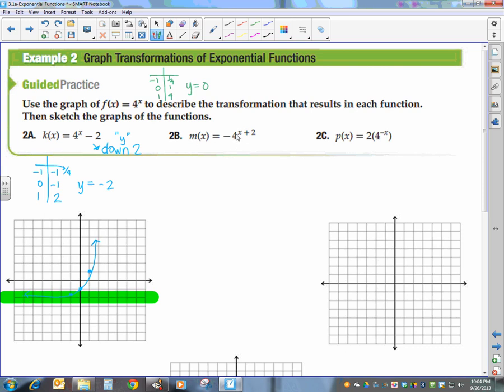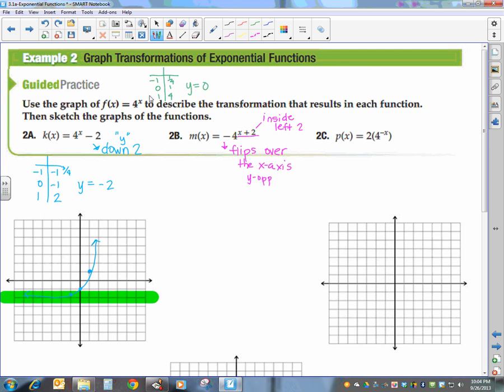2b. m of x is -4 to the x plus 2. Okay? You know that the negative flips my graph over the x-axis. So that's changing my y values, giving me the opposite of every y value. And then I have this 2, which is inside, because it's up here with the x. It's actually inside, and it's moving my graph to the left 2 units. Because when it's inside, it affects the x, it does the opposite.